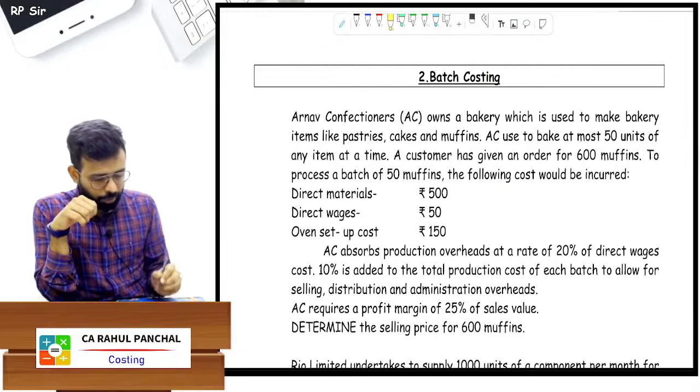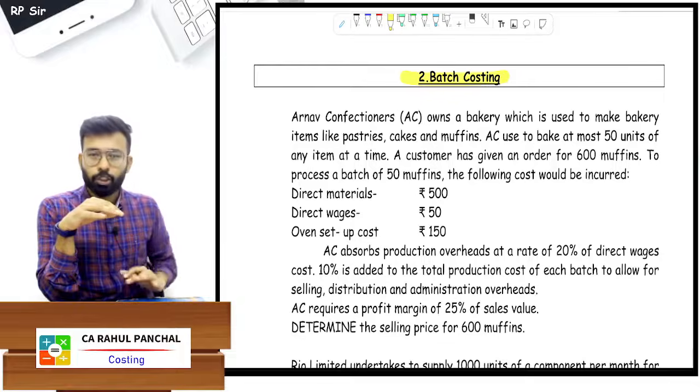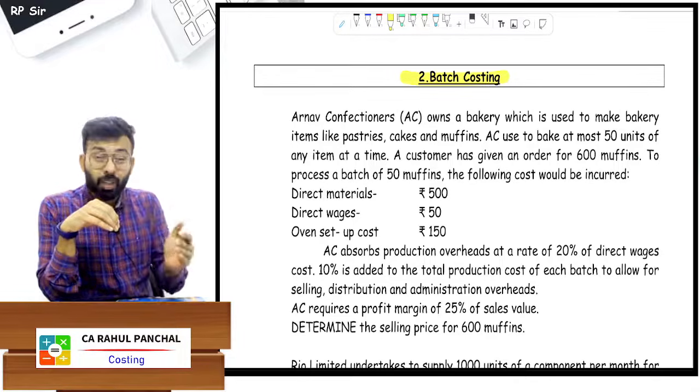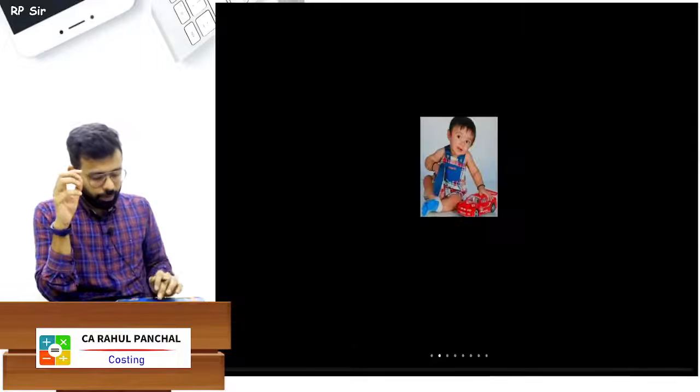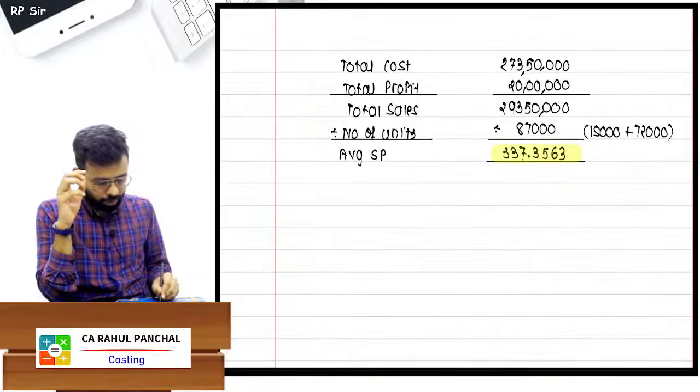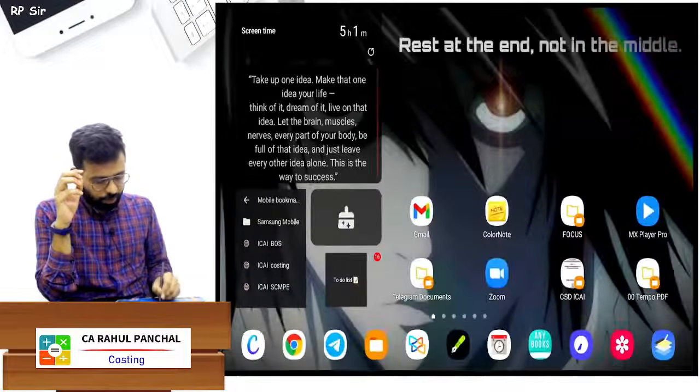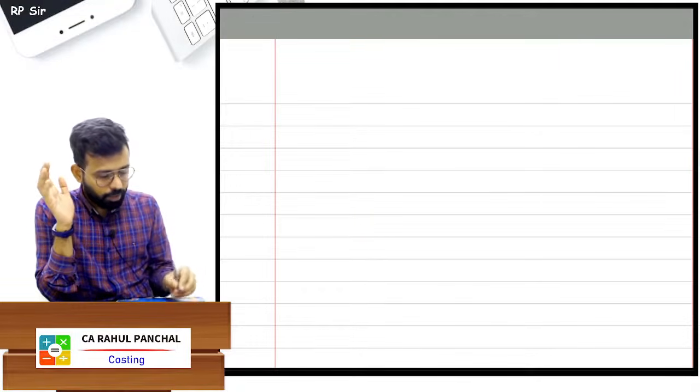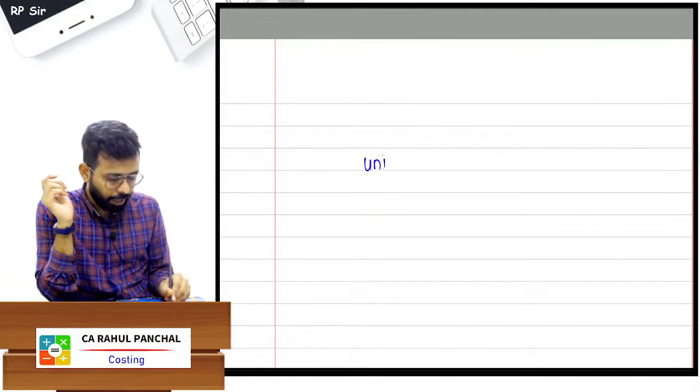Okay, now let us start with the next concept. The next concept's name is batch costing. Now sir, what is batch costing? So let us understand unit costing and batch costing. What is the difference between these two? If you understand, it is simple. When I say unit costing, it means you are producing a single unit at a time.